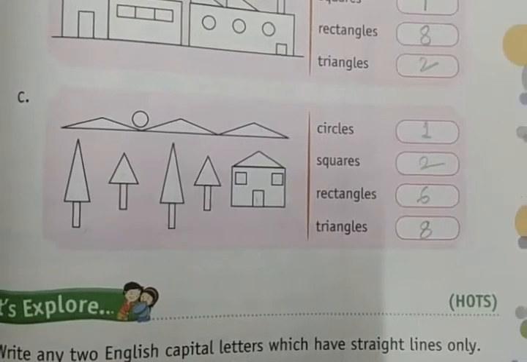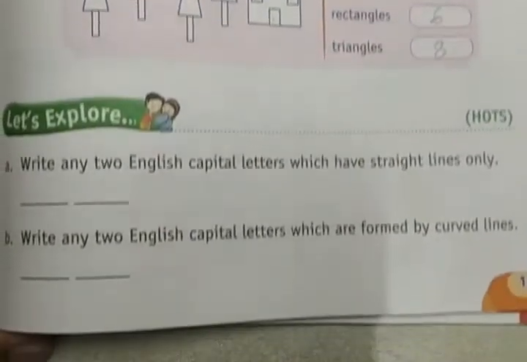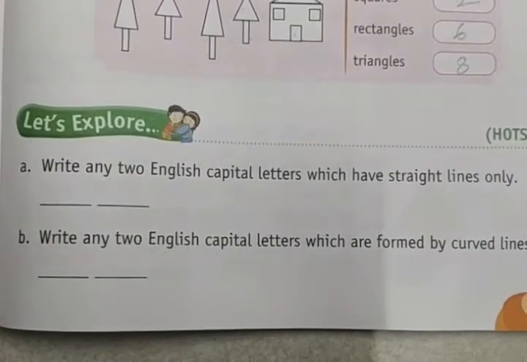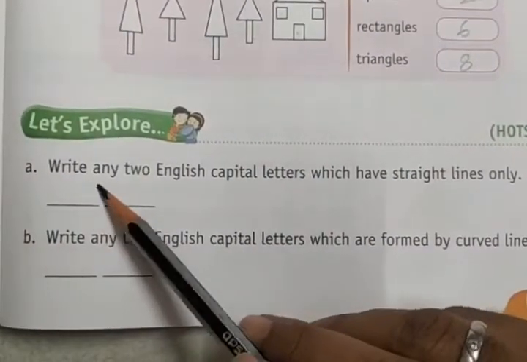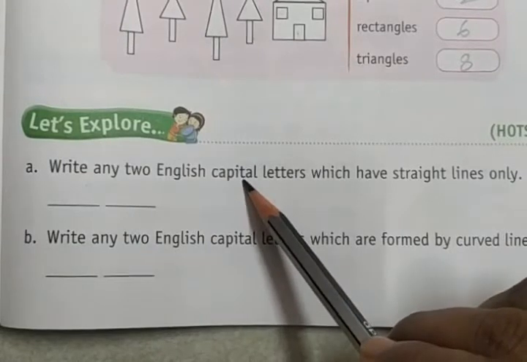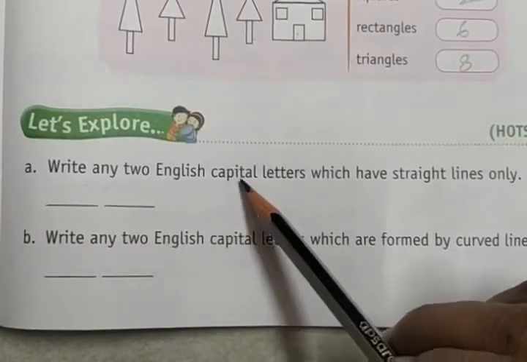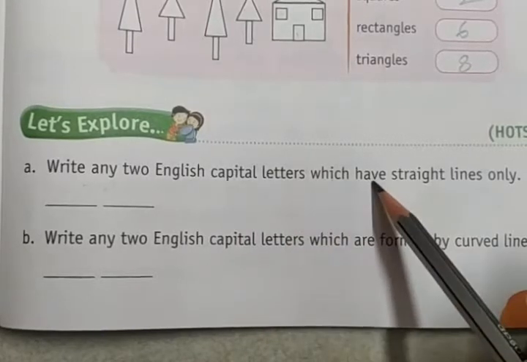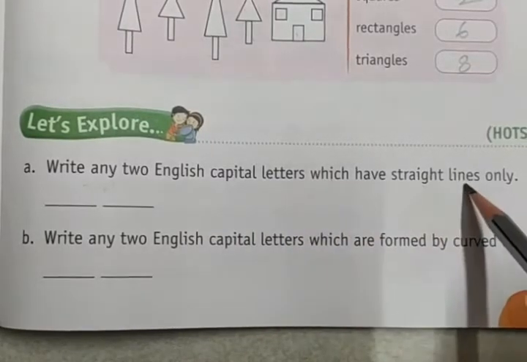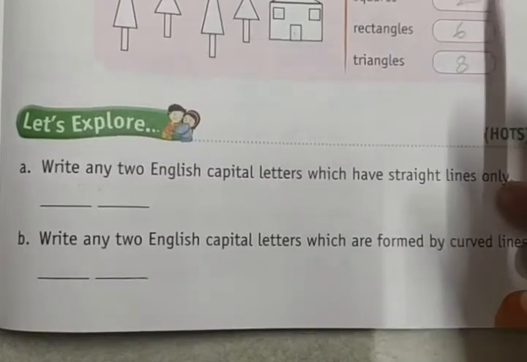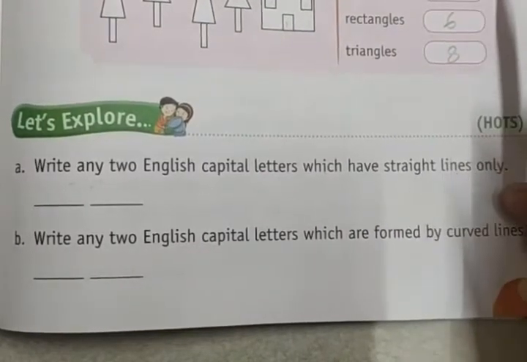Right? 8 triangles. Clear? So we need to find the particular shape and number them. Write any two English capital letters which have straight lines only. Only straight lines.